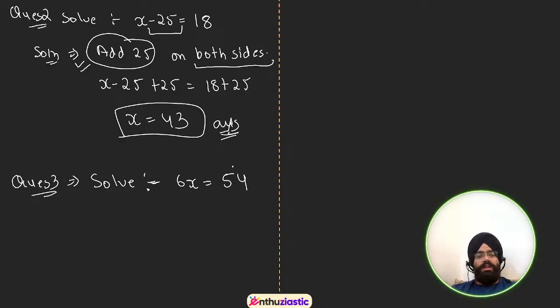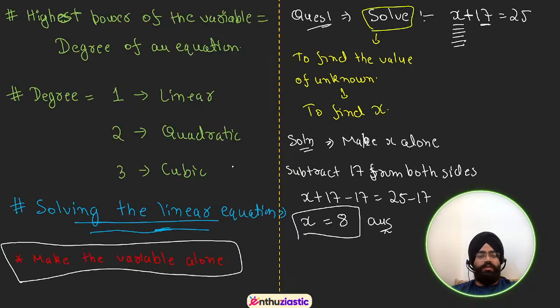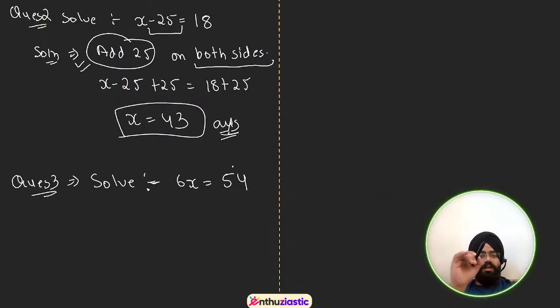Now we can say one thing here, that there is no subtraction, there is no addition of the number, right? In the first question, we had plus 17 extra, so we removed that. In the second question, we had minus 25 extra, so we removed that. But here we have nothing. What do we have to do? But did you see one thing here? That x is still not alone. There is a number 6, right?